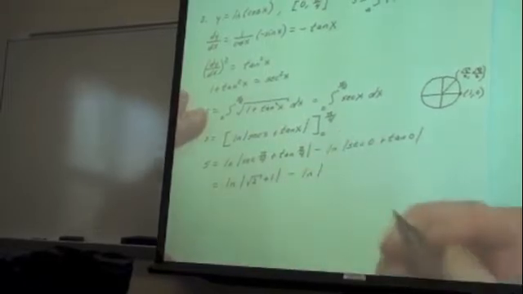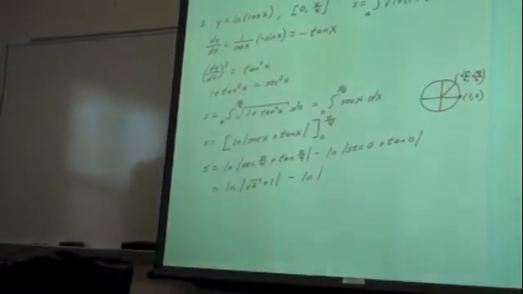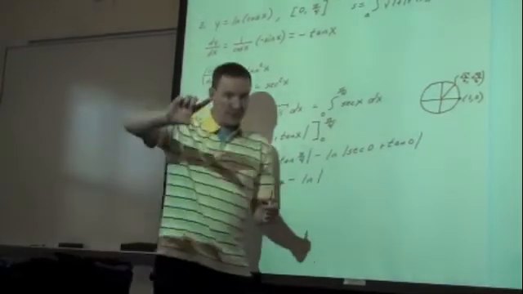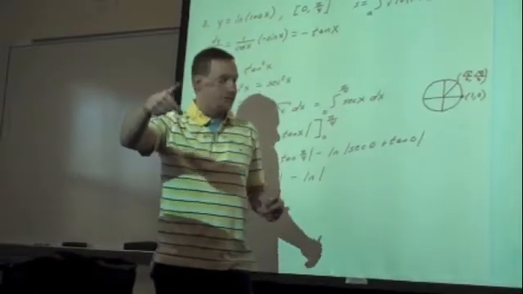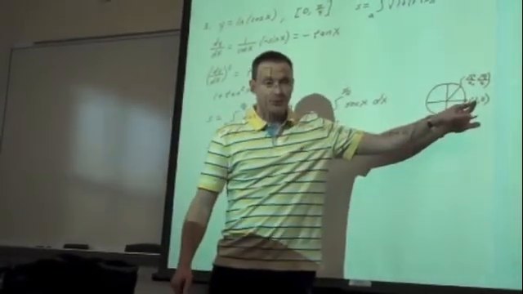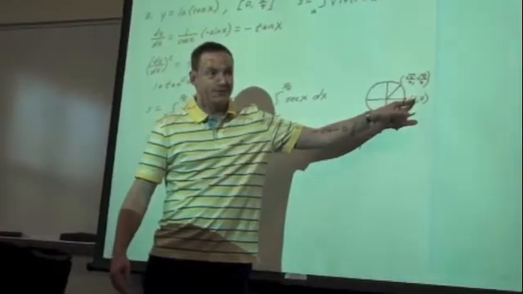minus the natural log of the secant of 0. So the secant of 0 is the reciprocal of the cosine of 0. Cosine of 0 is 1. Secant of 0 is 1.